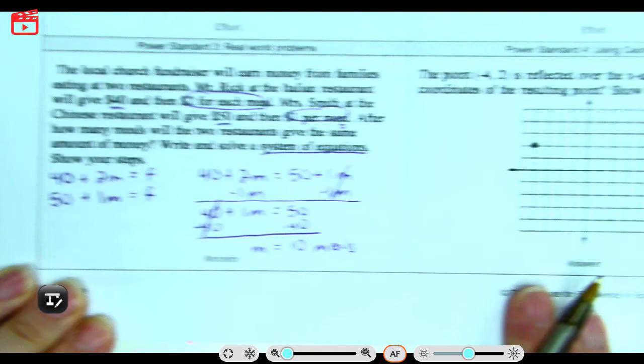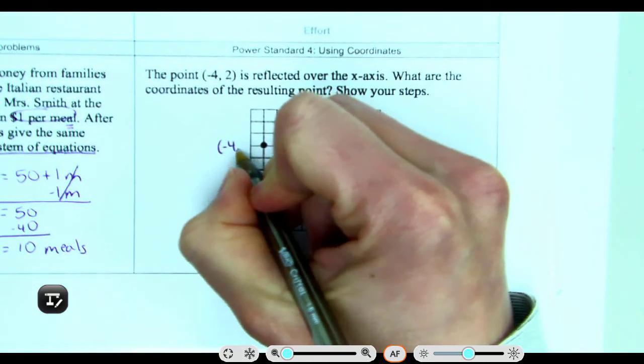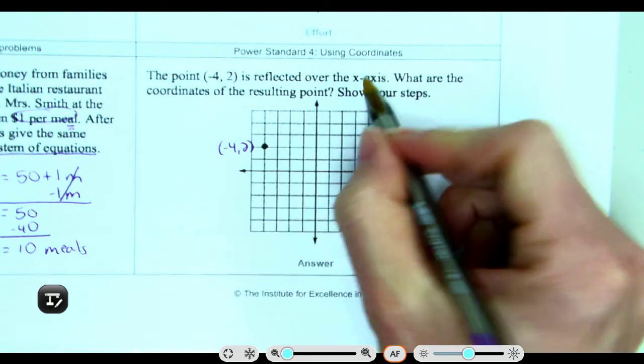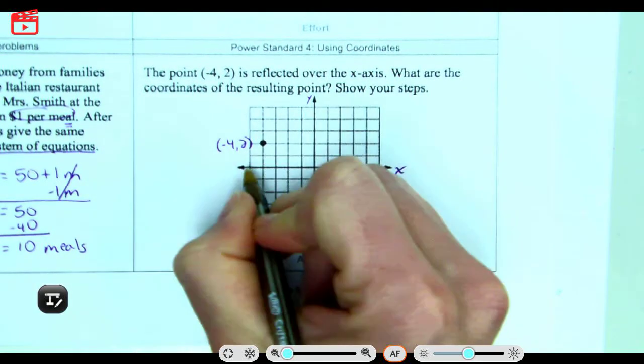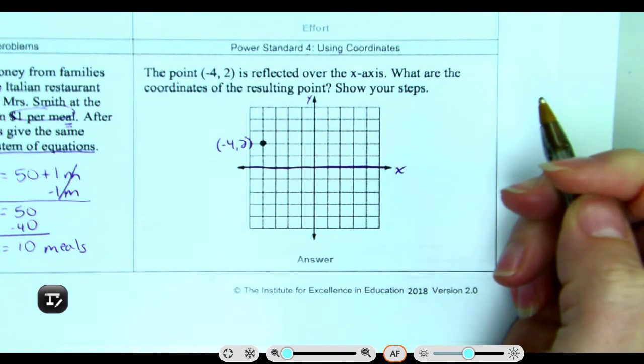Power standard 4. The point negative 4, 2 is reflected over the x-axis. So that's this one right here. What are the coordinates of the resulting point, and show your steps?